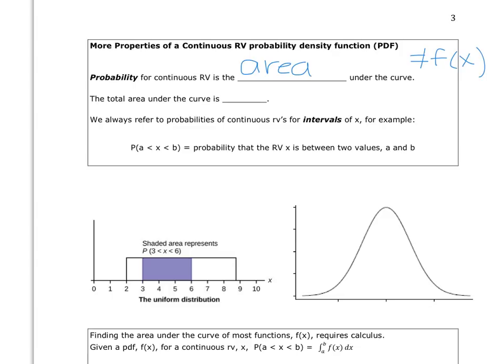So if we think about area being probability, the total area under the curve, then if we think about total probability, that's going to be 1.